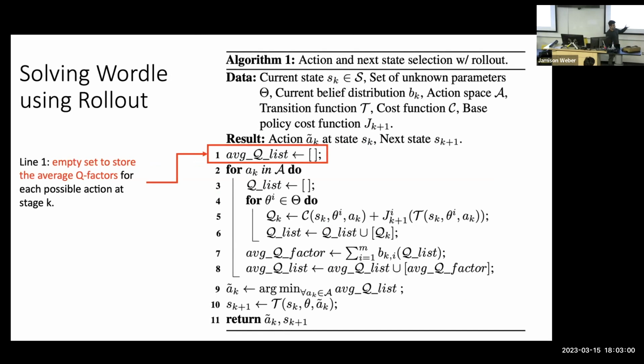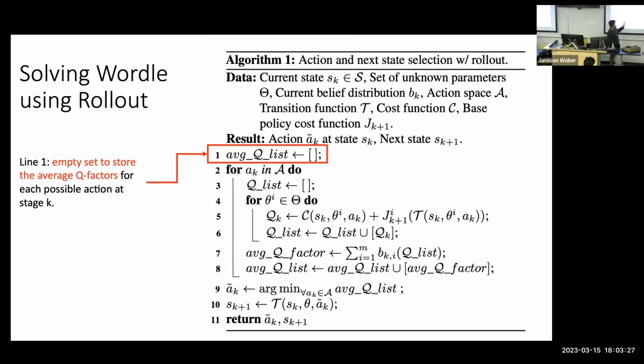We have the current belief distribution. So at any time, whatever the possible set of mystery words are, we have a uniform distribution over them. That is a very simplifying assumption over the game, which is what is true in the game as well. But to make it harder, you could definitely have a non-uniform distribution over the possible answers. And there is the action space, the transition function, cost function, and the base policy cost function, which we are essentially going to use the information gain for.